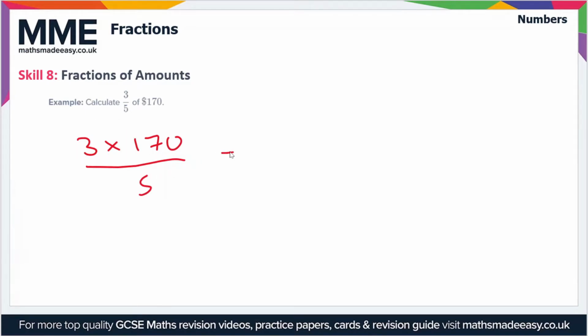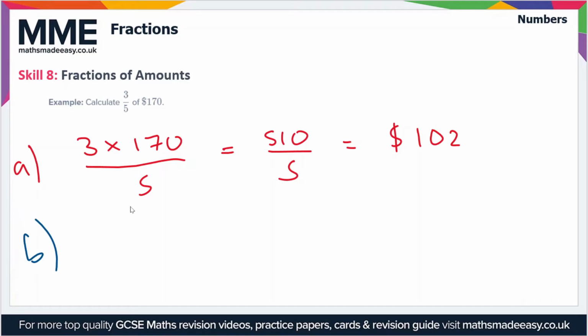So we get 3 times 170, which is 510, over 5, so that gives us 102, and we're dealing with dollars here, so let's put the dollars back in. So that's one way of doing it. The other way you can do it, let's call that A, let's write in blue. So method B would be to divide the 170 by 5 first of all.